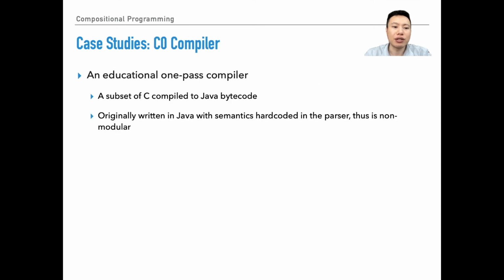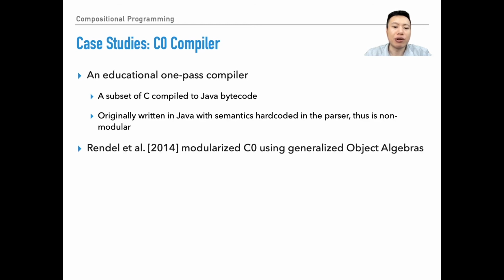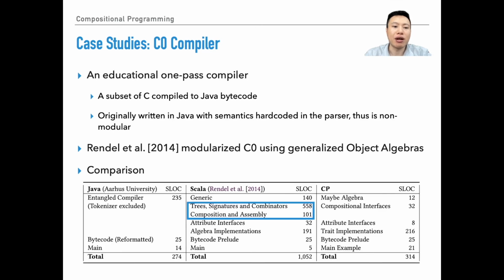The final case study is the C0 compiler, which is an educational one-pass compiler that compiles a subset of C into Java bytecode. The original C0 compiler is written in Java, and the semantics is hard-encoded in the parser, therefore it is non-modular. Randall et al. modularized C0 using generalized object attributes in Scala. We compare our implementation with these 2 implementations.